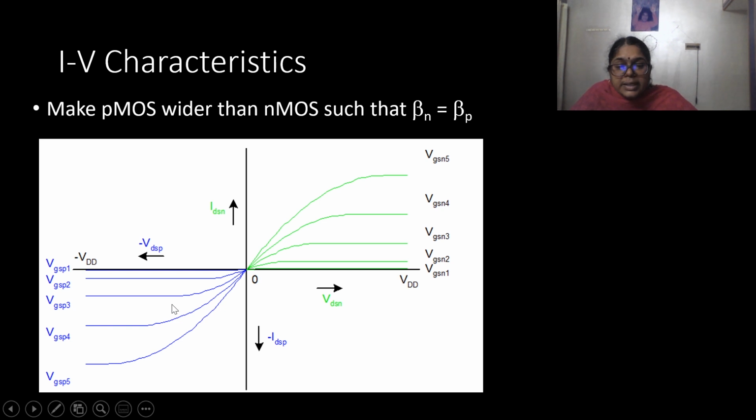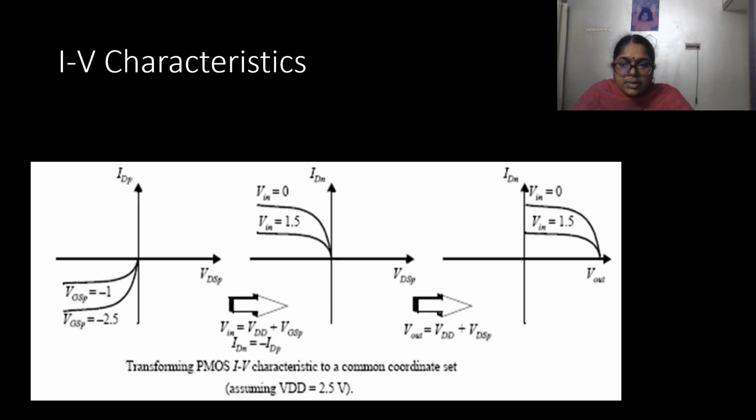Now we need to bring the graph of the pMOS transistor to the second quadrant and then map it to the first quadrant. Then we need to take the points where both the characteristics are going to meet. Those points have to be plotted to get the characteristics of the CMOS inverter circuit. So let us consider this example where VGS is -1 or -2.5 for the pMOS characteristics here we have drawn.